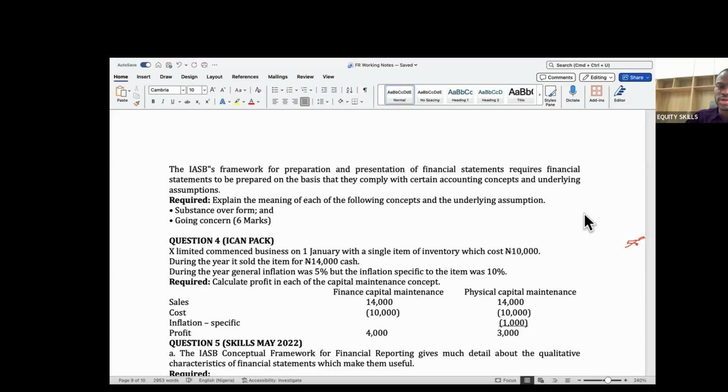And when it comes to substance over form, it's very critical. In fact, you cannot faithfully represent if transactions are not recognized based on their substance. And we expect the legal form to be the same as the substance. If it is not the same, go with the legal form.